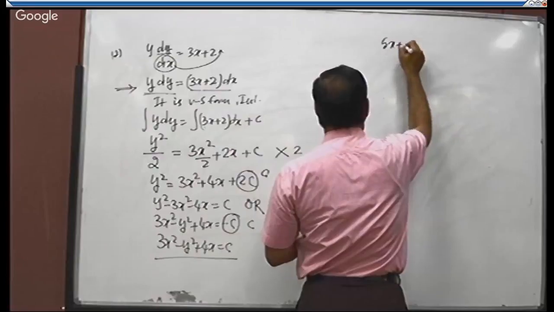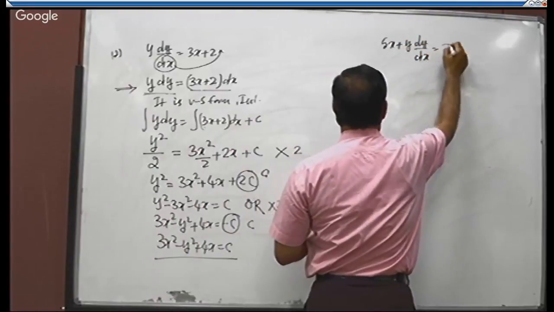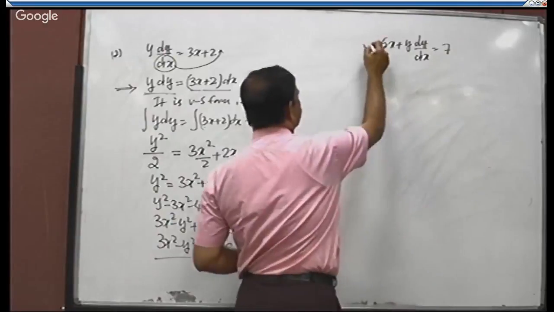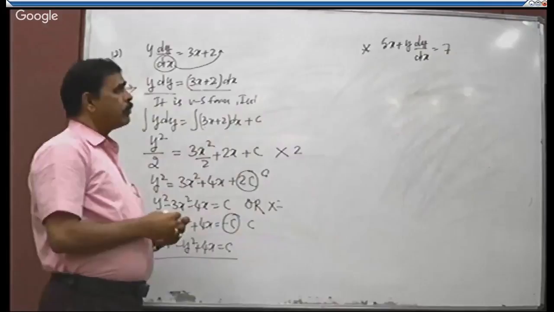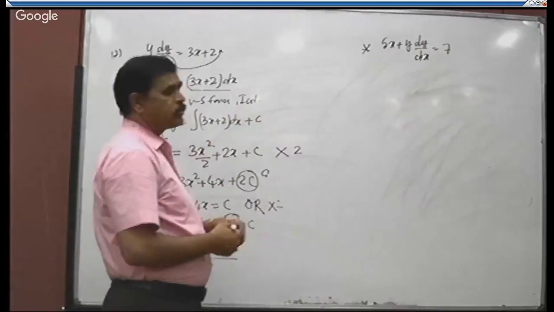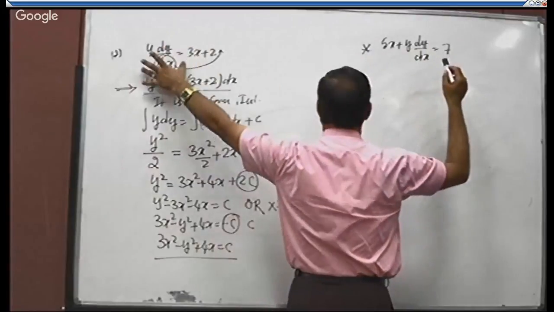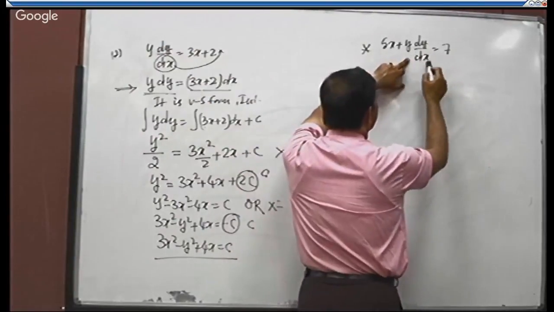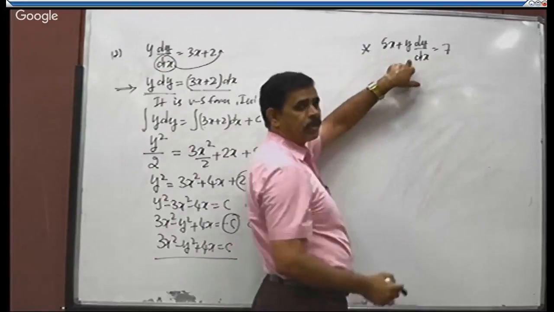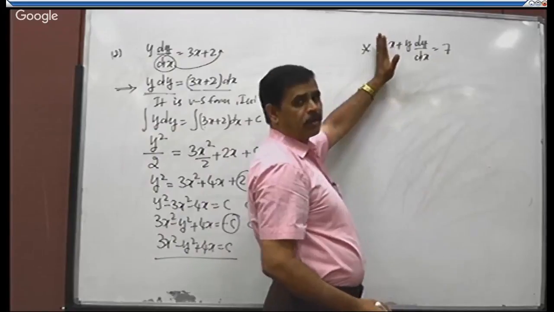5x plus y into dy by dx is equal to 7. Next problem is 5x plus y into dy by dx is equal to 7. See, here also it is similar to the previous example. Here we cannot send this dx directly towards the right hand side because there is a sum of another term.